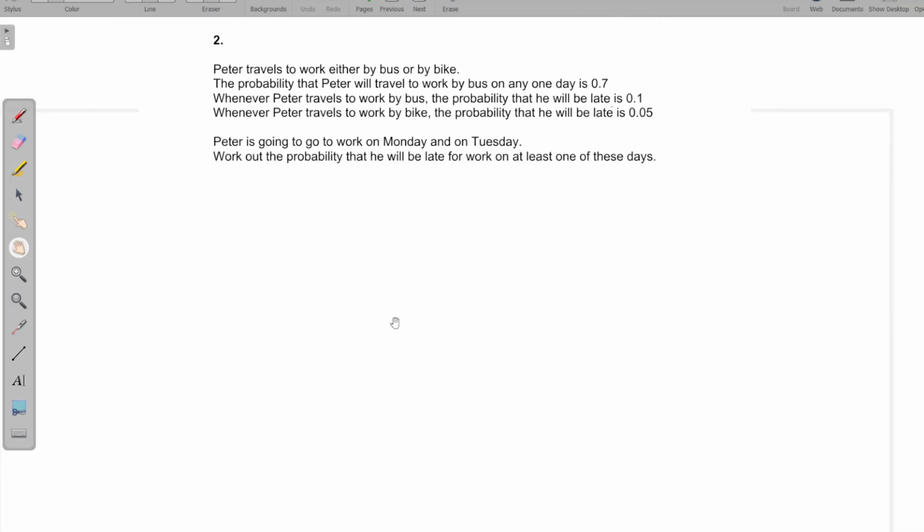Question 2 is, Peter travels to work either by bus or bike. The probability that Peter will travel to work by bus on any one day is 0.7. So let's draw that. That's the bus. Let's read the next one. Whenever Peter travels to work by bus, the probability that he will be late is 0.1. Whenever Peter travels to work by bike, the probability that he will be late is 0.05. So let's draw the diagram.